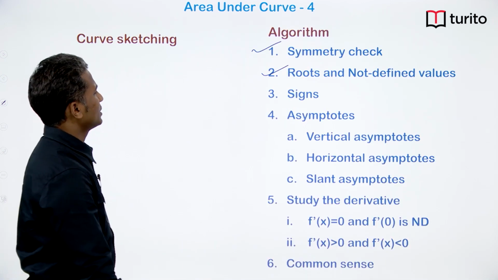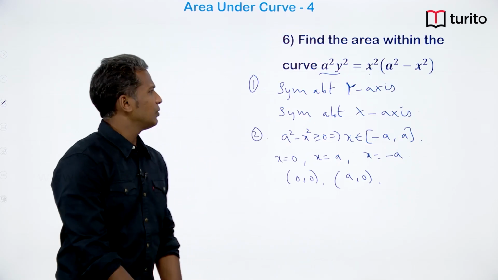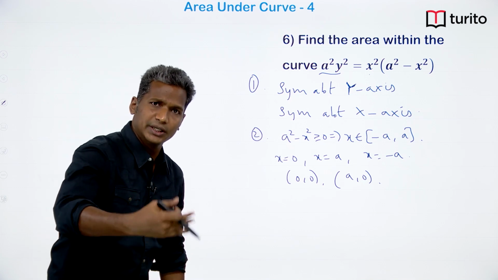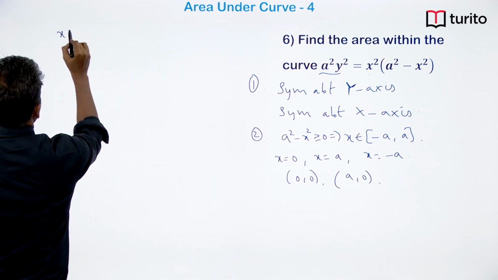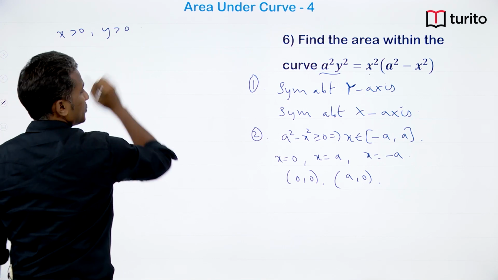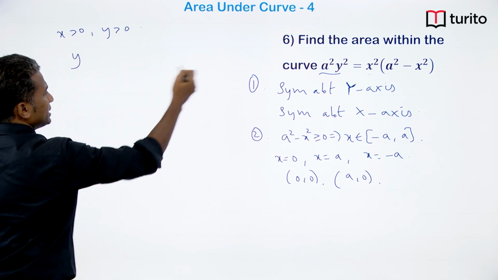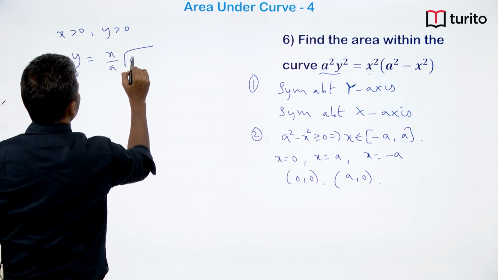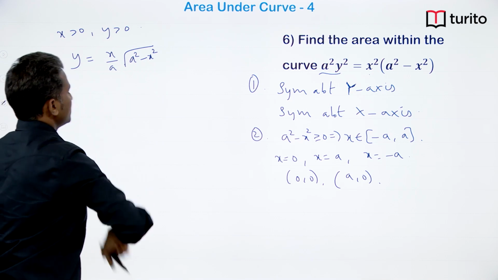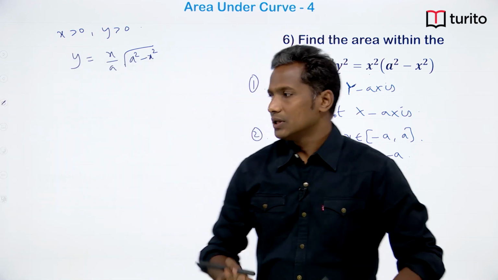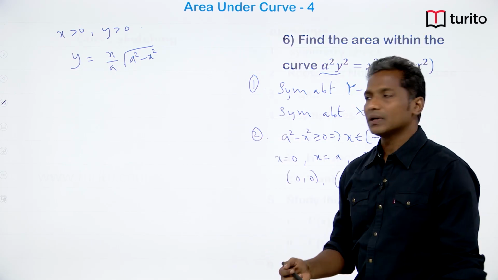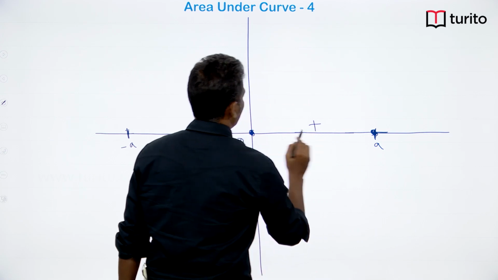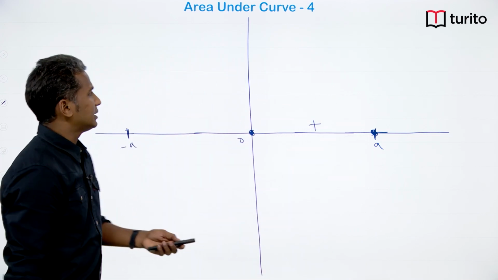Okay. Next, what is the checkpoint? Signs. To get the signs we have to write y. Because we are in the first quadrant, x is positive, y is also positive. So when I take the square root, I can straight away write this as x by a into root of a square minus x square. So now everything is positive. So we assume that all signs are positive. Okay. So it's all positive in the first quadrant.